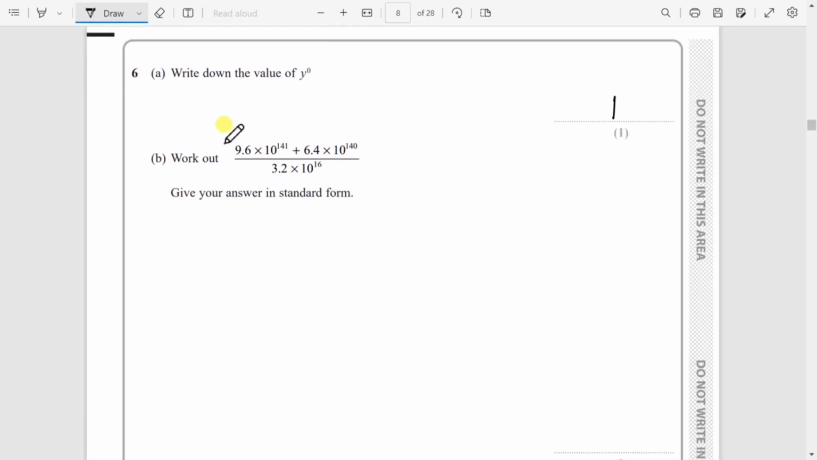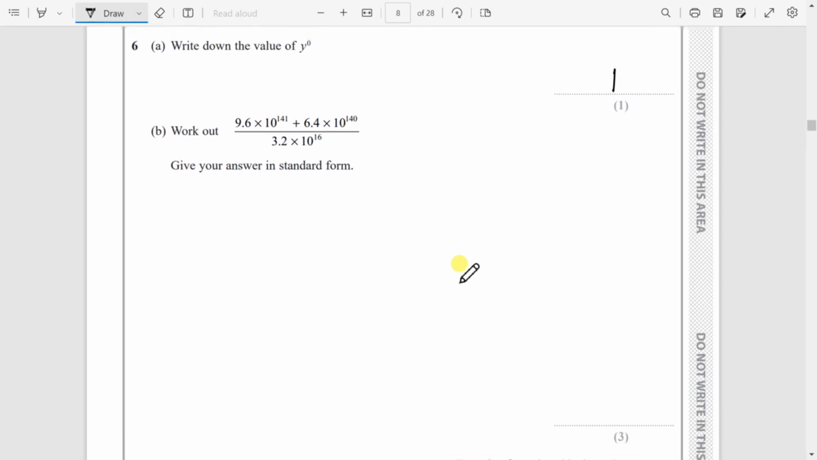Work out 9.6 times 10 to the 141 plus 6.4 times 10 to the 140. Some of your calculators might be able to put this in, but most of you won't be able to. So unfortunately, we're going to have to do this step by step, yeah?